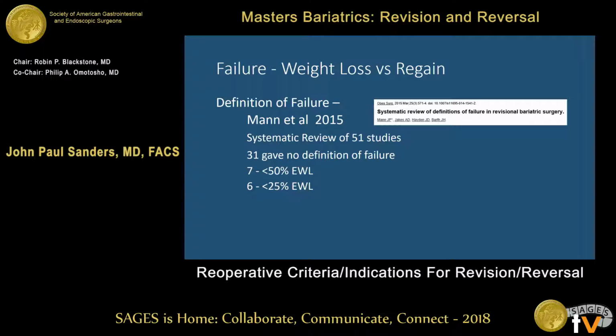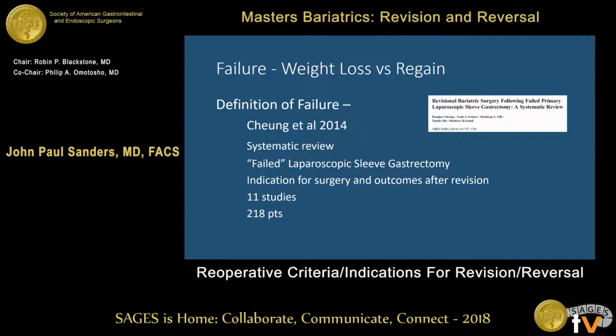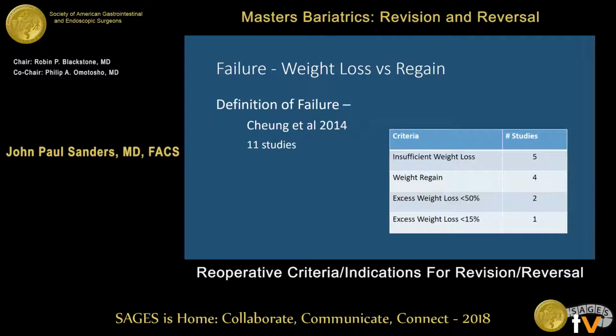versed in the literature. Chung et al. looked at this in a similar fashion. He did a systematic review in 2014. He was more looking at weight loss outcomes after revisional surgery for failed laparoscopic sleeve gastrectomy, but some interesting data came out of that study as well. He looked at 11 different studies with 218 patients, and if you look at the data presented for each particular study, you see that they also don't present the criteria very clearly. Insufficient weight loss with no specific criteria was the most common indication stated, as well as weight regain, and only 3 of them actually had any specific guidance.